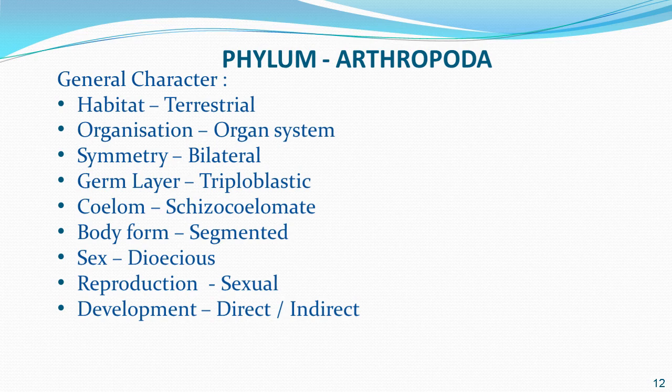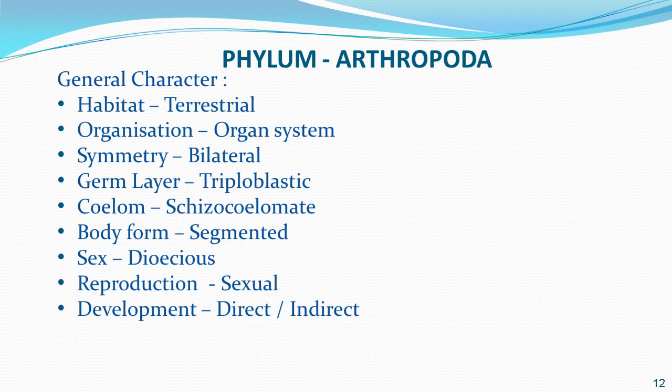The first one is regarding habitat. Of course, it lives on land, so it is terrestrial, right? Then organization is one of the advanced types, that is organ system level of organization, right? And symmetry is bilateral symmetry. Clear? Then germ layer is triploblastic type. Of course, three germinal layers will be there, right? Then coelom is schizocoelomate type. Okay. Then body form is segmented type.